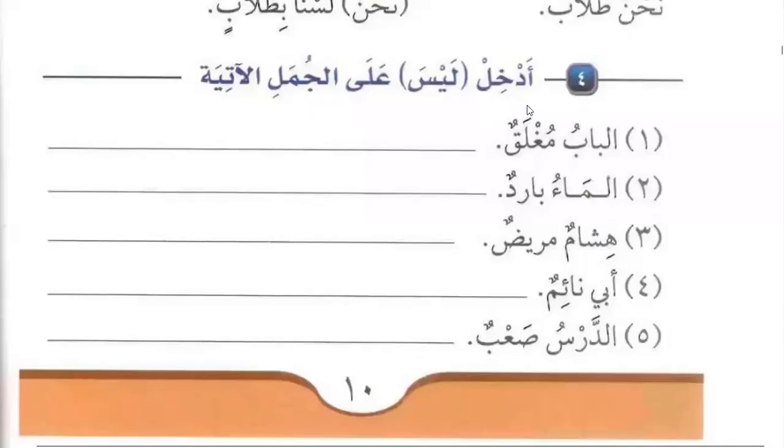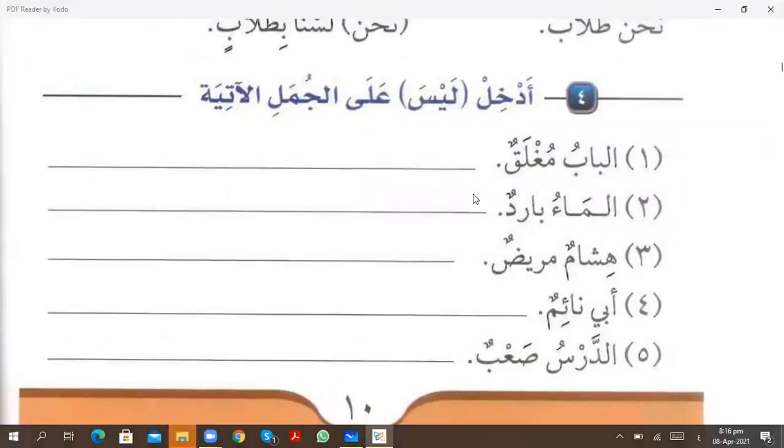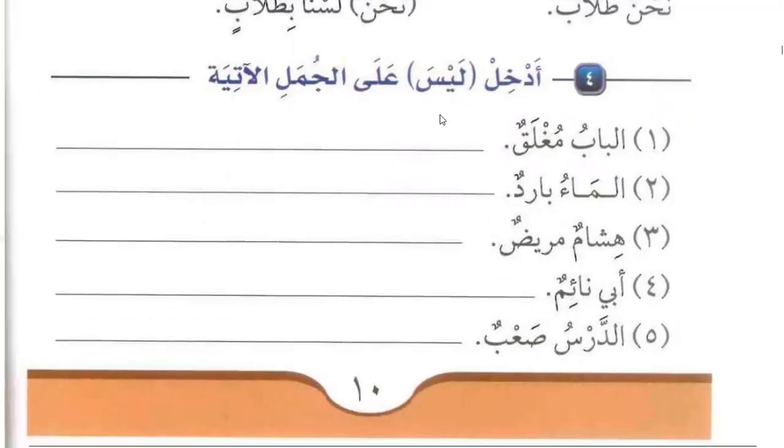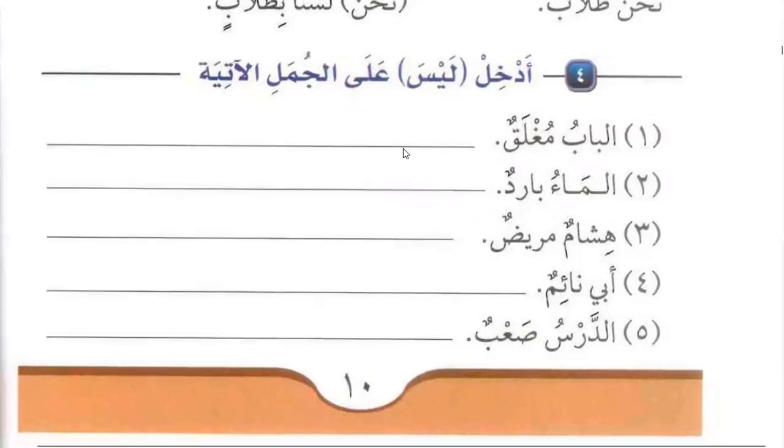Today we'll start. Okay, before the break we stopped here. Now we'll continue. Adkhil laysa 'ala al-jumal al-atiya: enter the word laysa on the following sentences. Miss Irina, do you know what happens when we enter the word laysa on a jumla ismiya? We add an extra fijar to the khabar.